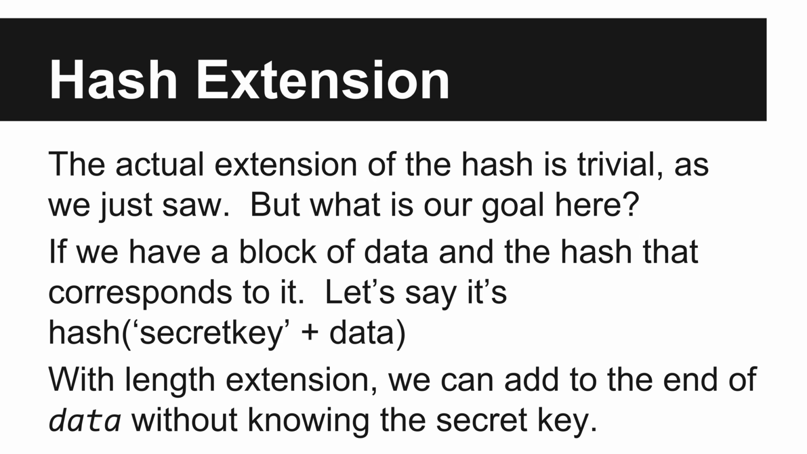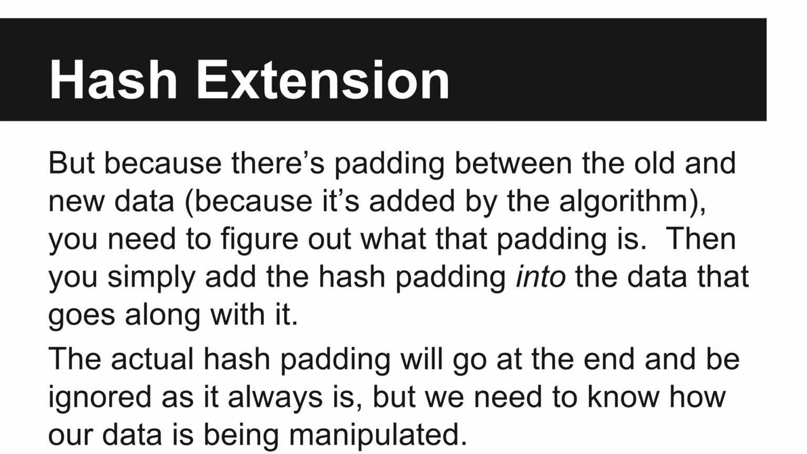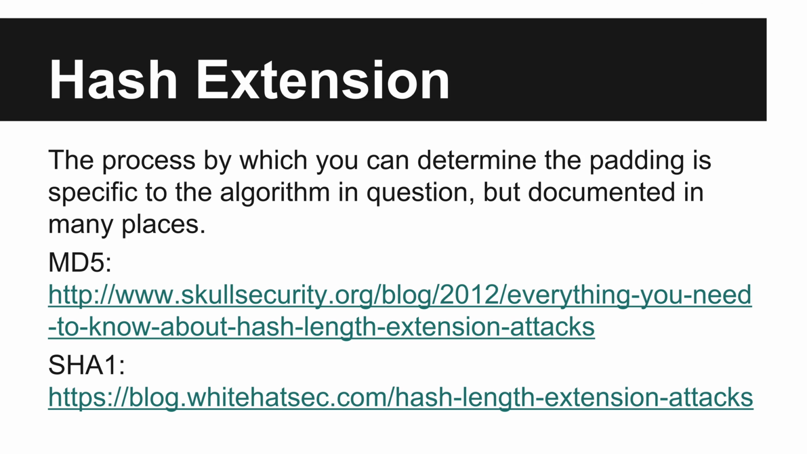Now, why is this important? Let's say you have a hash of a secret key plus some data. With length extension, you can add any arbitrary data after the original data without having to know the secret key. Because there's padding between the old and new data though, since it's added by the algorithm, you do need to figure out what that padding is. Then you add the hash padding into the original data. That way the hash still matches when everything is checked out. The process of finding the padding depends on the algorithm. Here you can see some links to resources on exactly that.